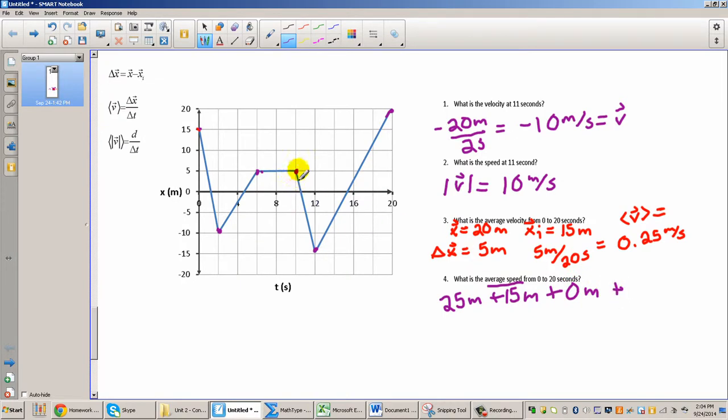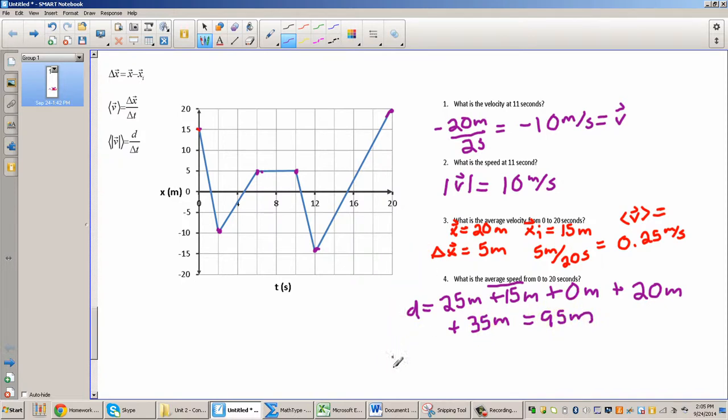In this portion of the graph, we start at 5 meters. We end at negative 15 meters. That's 20 meters of travel. In this final portion of the graph, we start out at negative 15 and we go to 20. So that would be 35 meters. What we're doing is calculating all the distances from all those different segments of motion. So this is going to be 25 plus 15 plus 20 plus 35, so we have 95 meters.